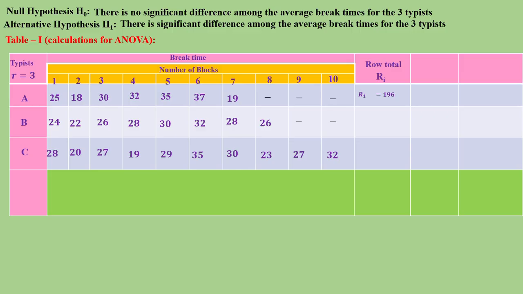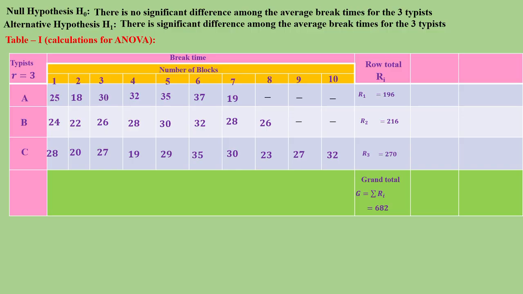Then second row total R2, 24 plus 22, that is the B values, 24 plus 22 plus 26 plus 28 etc, you will get 216. Then third row total, so C values, 28 plus 20 plus 27 plus etc up to 32, 270. Then adding all Ris, summation Ri, that is nothing but grand total G. G is equal to summation Ri is equal to 682.